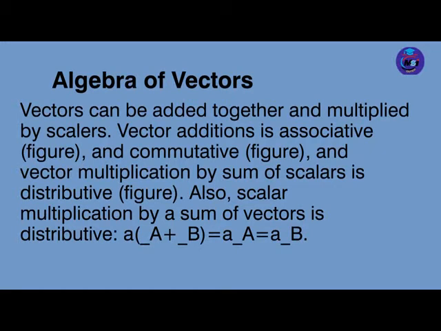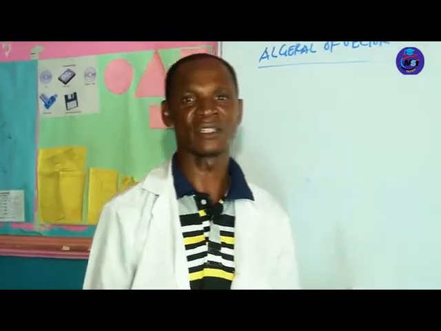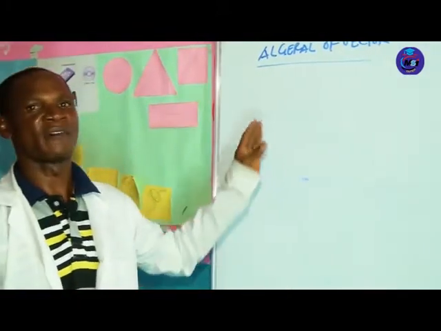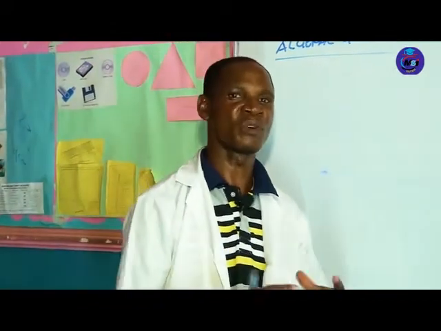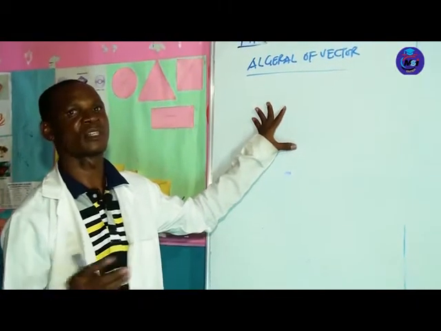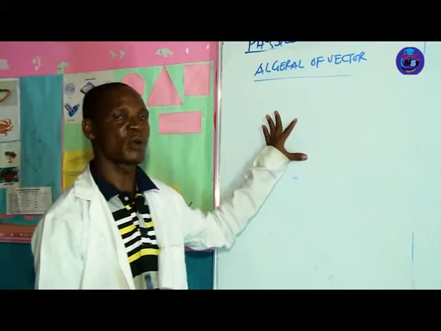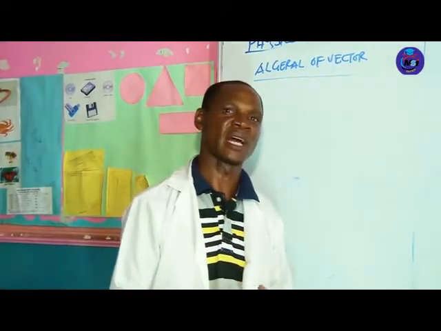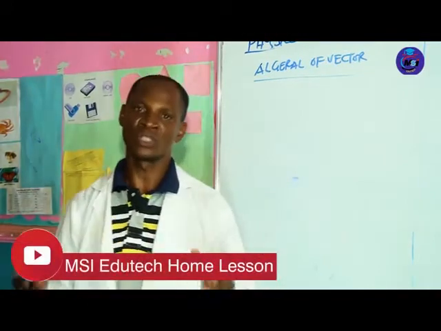Algebra of vector is the arithmetic we do in handling vector problems, or vector analysis. But we cannot talk about vector and not talk about scalar quantity, because the two of them are inseparable. What is a vector quantity? It is a quantity that has both magnitude and direction. The issue of magnitude makes us look at what a scalar quantity is.